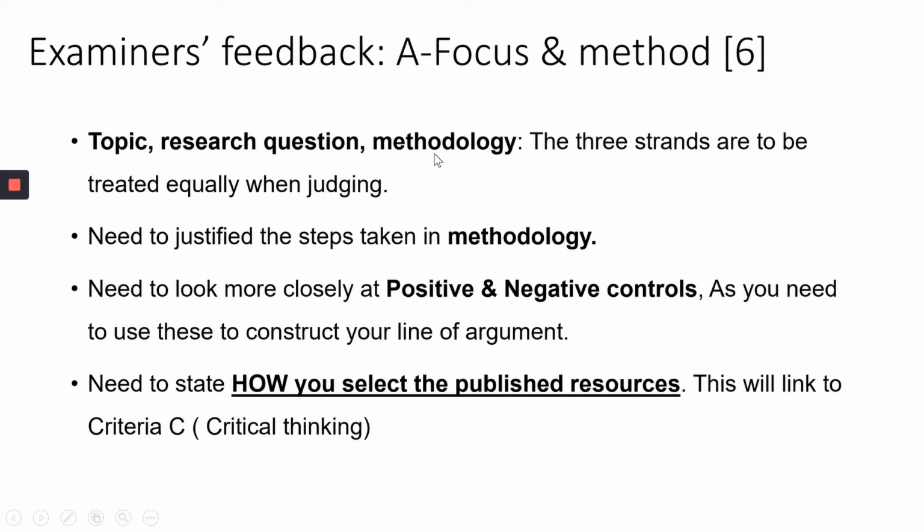Now the methodology is not just listing out the steps of your experiment. The methodology here relates to two parts. One is your research, how you do your research. We'll cover that later on. And the other is the rationale, the explanation of how your methodology helps you answer the research question or the topic. As we go through the other criteria, you'll notice that sometimes the strands are not equally weighted. But in this case, for criteria A, the three strands are weighted equally: the topic, the research, and the methodology.